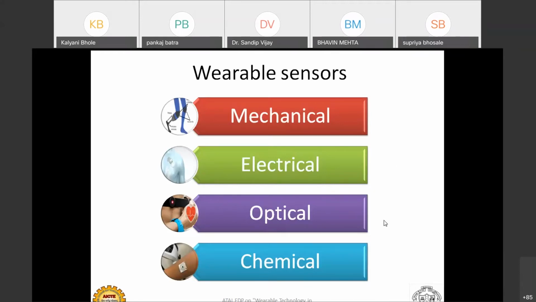Broadly, we can categorize the wearable sensors in four ways. One is the mechanical type of sensor, another is electrical, the third is optical, and the fourth is chemical. So we can classify wearable sensors broadly into four types: mechanical, electrical, optical, and chemical. We will be discussing each and every type, and while discussing each sensor, I'll be discussing its applications.